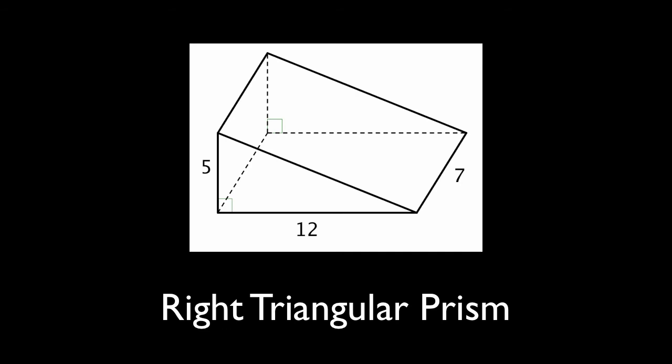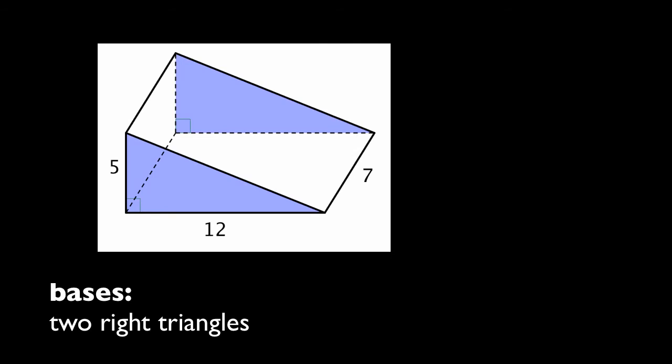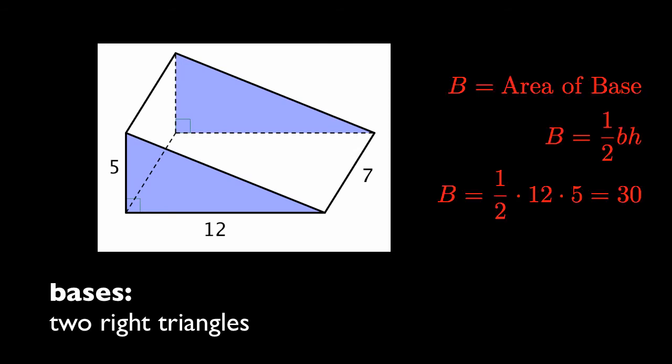So let's try an example. Here we have a right triangular prism. We have the two bases, and so the area of one base would be 1/2 b times h. Remember, different b, different h. This is b and h of a triangle. So 1/2 times 12 times 5, which is 30.